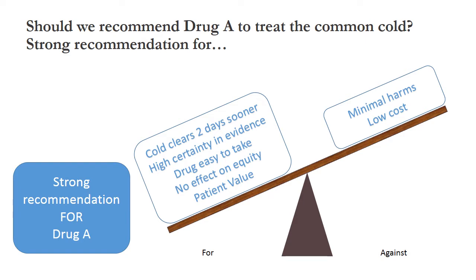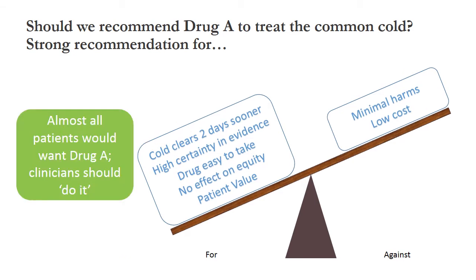In this example, more factors clearly favor recommending drug A. There is high quality evidence, or certainty in that evidence, of the benefits outweighing the harms, about the low cost, about the acceptability to people, and so the recommendation is for the option and it is a strong recommendation. This means that all or almost all people would want drug A and clinicians should just do it, prescribe the drug.